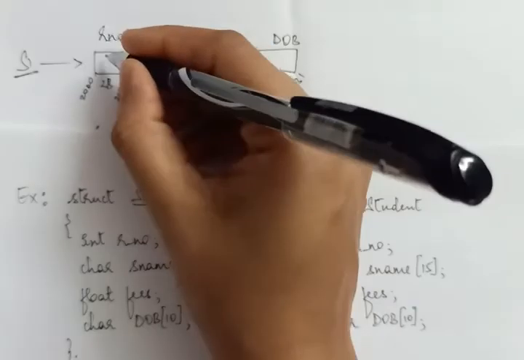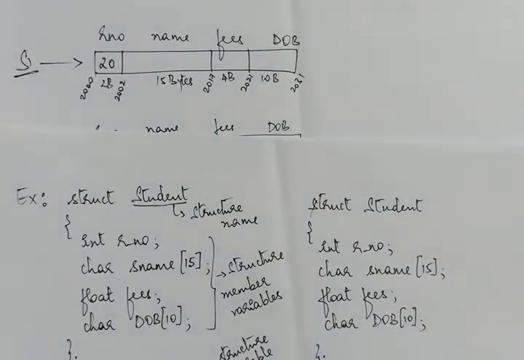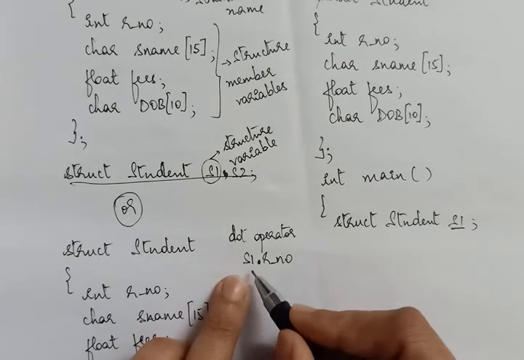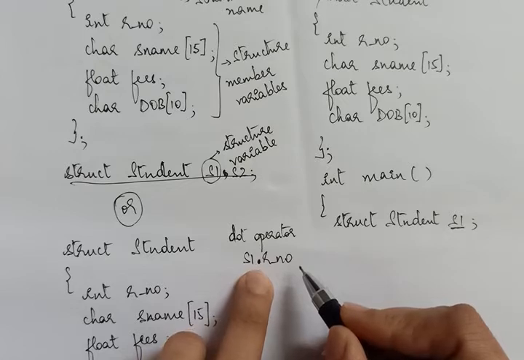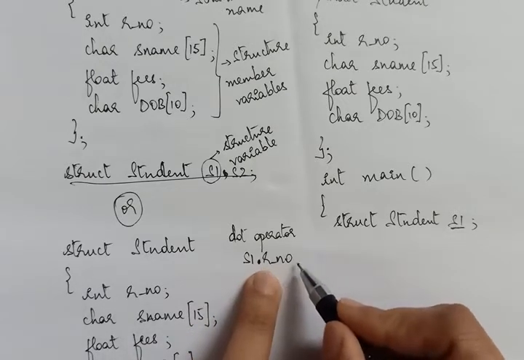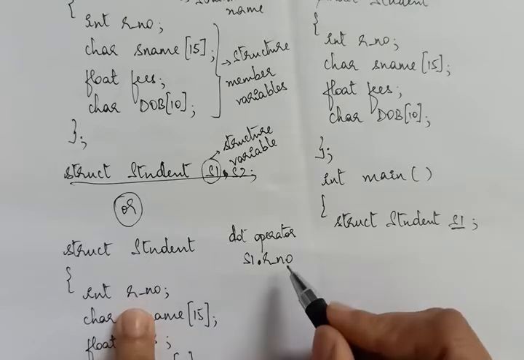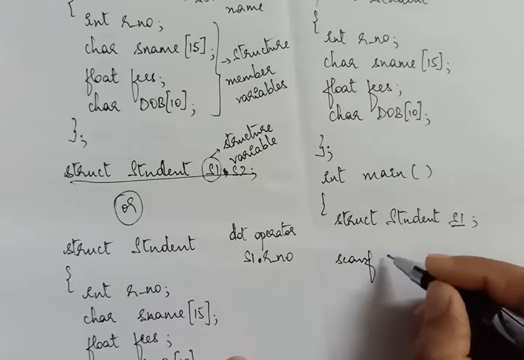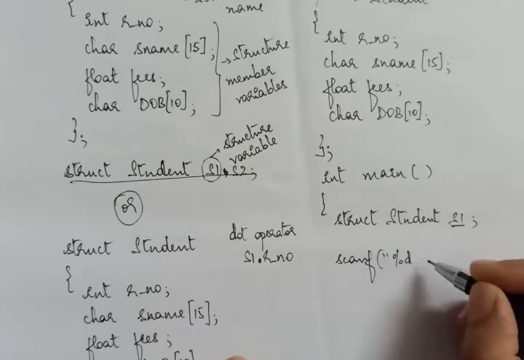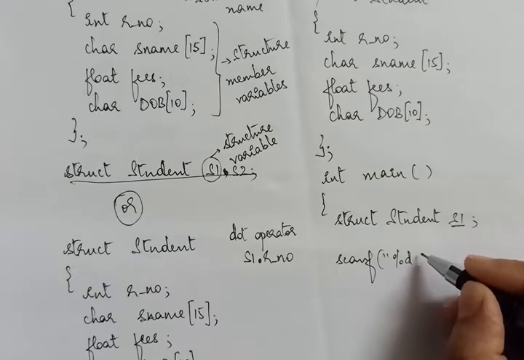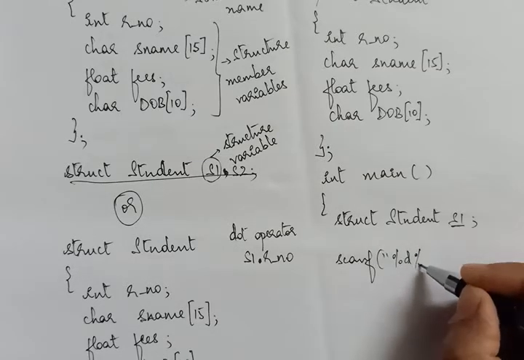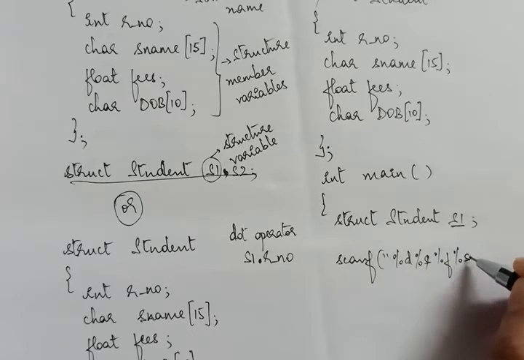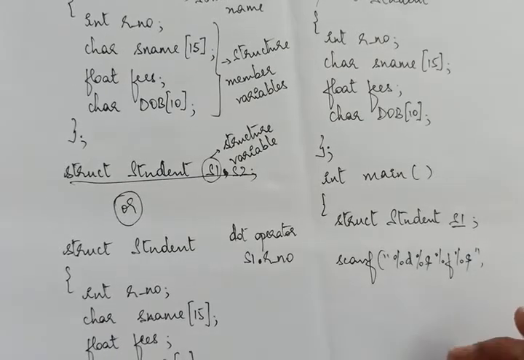Say suppose I have to store 20 here. So how is that possible? Through the dot operator. So before the dot operator, you should have the structure variable followed by dot, no spaces in between, and then you specify the member variable. So here you could have scanf, %d. Okay, you can combine all, %d, %s, %f and %s. So I can read all this way.